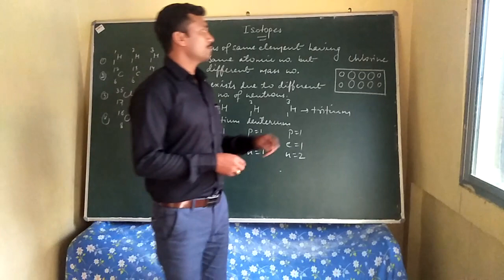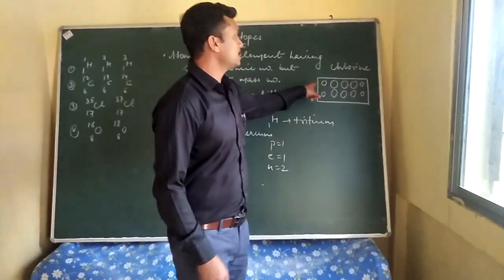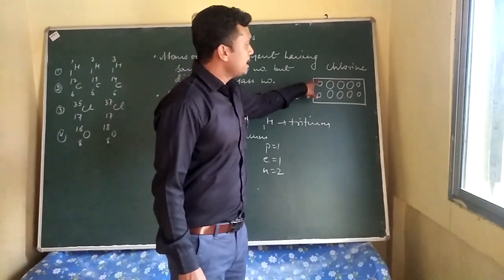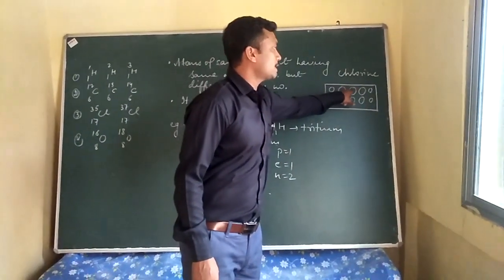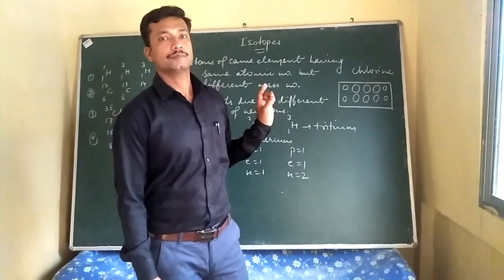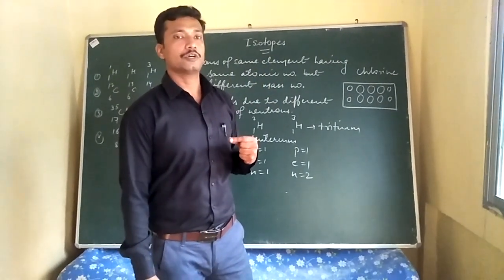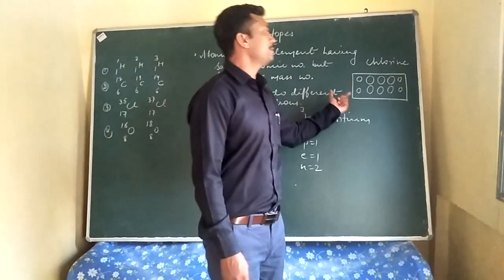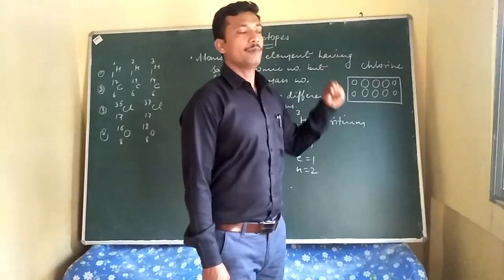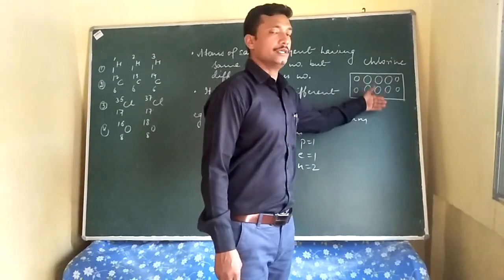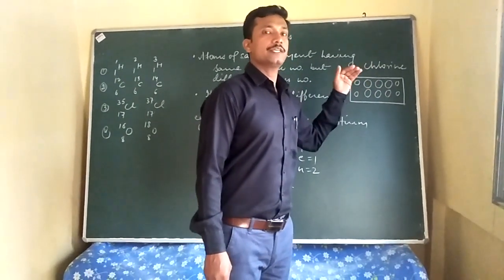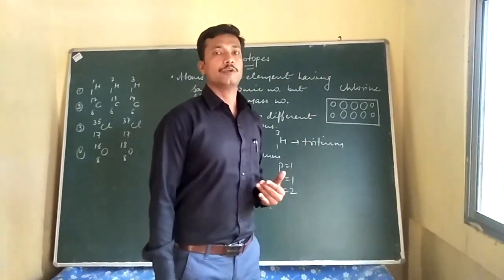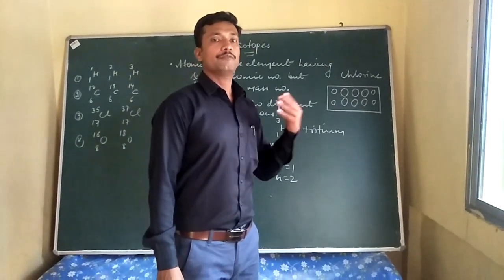I have taken an example of chlorine. You can see these are different atoms of chlorine, but still you can find the size of the atom is not the same. The size of the atom here is not the same because the atomic mass is not the same. Atomic number may be the same, but atomic mass is not the same. It is clear from here. The same is the case with other elements also, which have atoms with different properties.